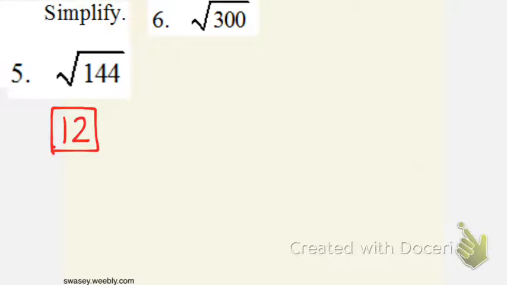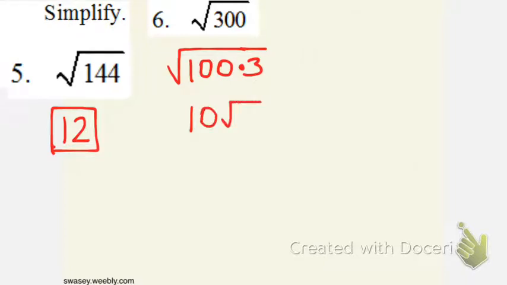Square root of 300, it's not a perfect square, but you can think of 300 as 100 times 3. Write it as factors. 100 is a perfect square factor. The square root of 100 is 10. So we have 10 times the square root of 3.